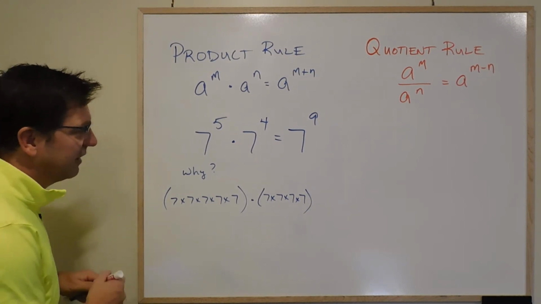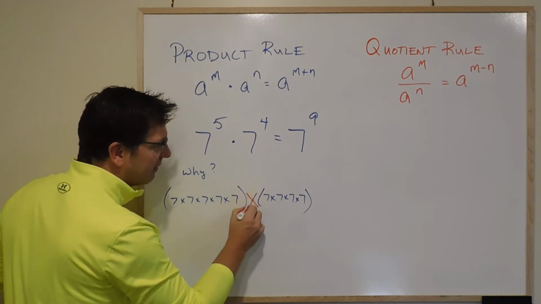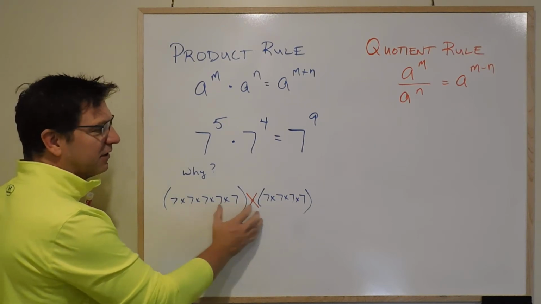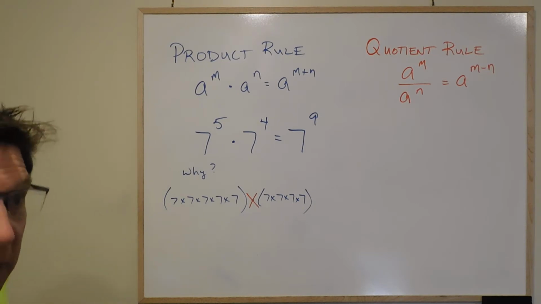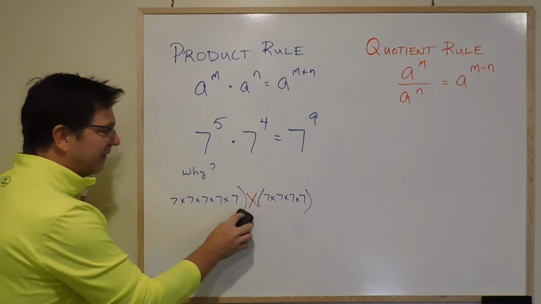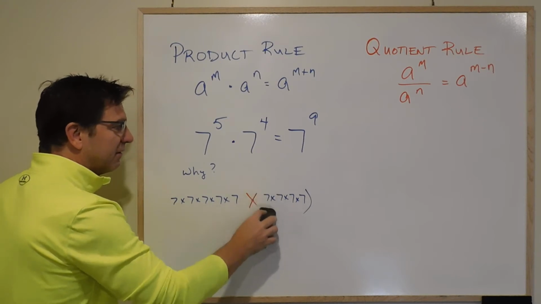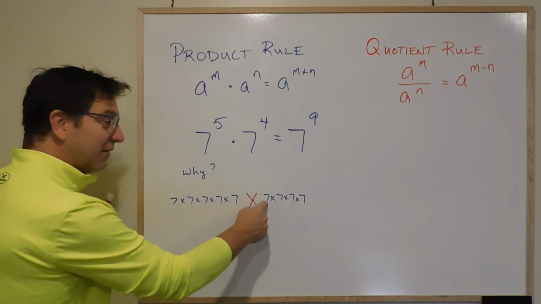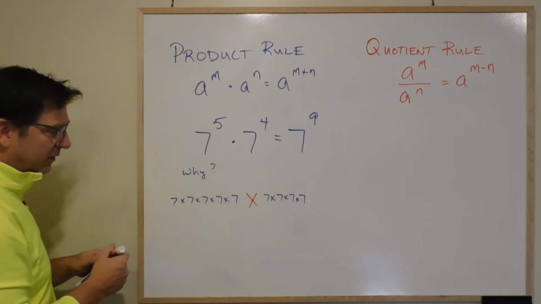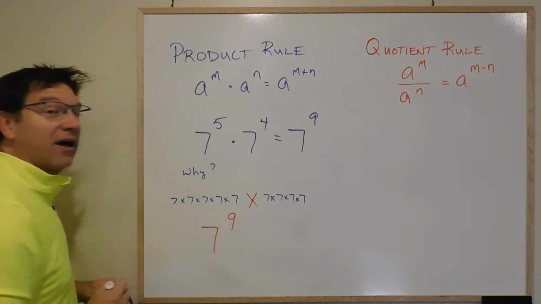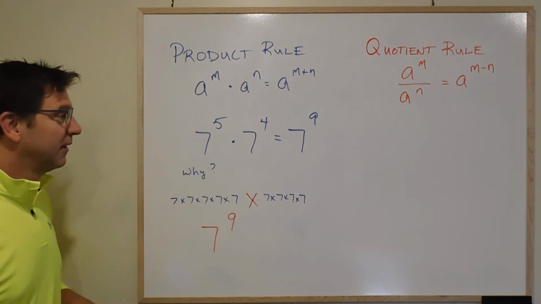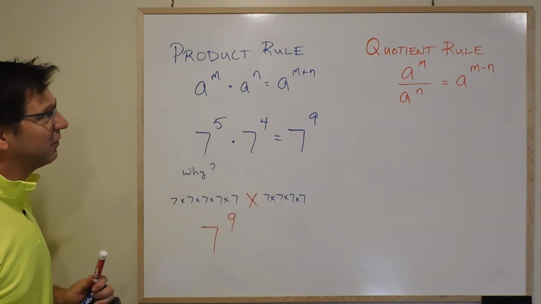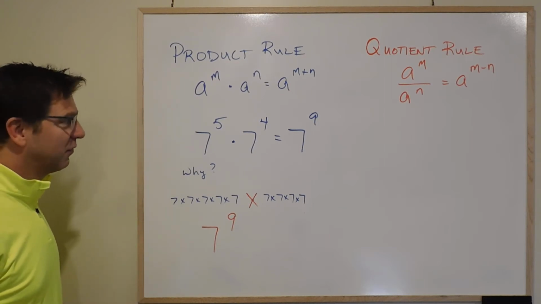So really, if I look at it closely, this means multiplication, right? That dot means multiplication. And if I have a bracket of all multiplication and another bracket of all multiplication, the brackets actually don't mean anything. So what I really end up with is 7 times 7 times 7 times 7 times 7 times 7 times 7 times 7 times 7, or 7 to the 9th, because there's 9 of them, right? So 7 to the 9th is just 7 times 7, 9 times. And that's why the product rule works for multiplication.